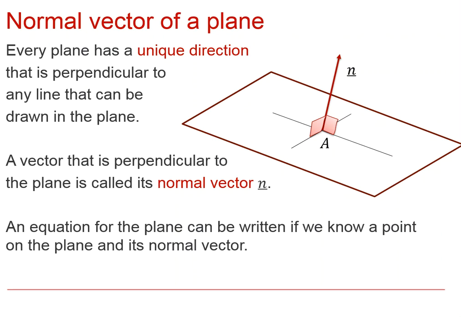So we're going to have a look now at a normal vector to a plane. Every plane has a unique direction that is perpendicular to any line you could draw in the plane. If we draw a line here, this vector will be perpendicular to it. If you move it around, wherever you draw your line, this is going to be perpendicular. Any vector that is perpendicular to the plane is called its normal vector, and we call it n. We can write an equation for the plane if we know a point on the plane and its normal vector.